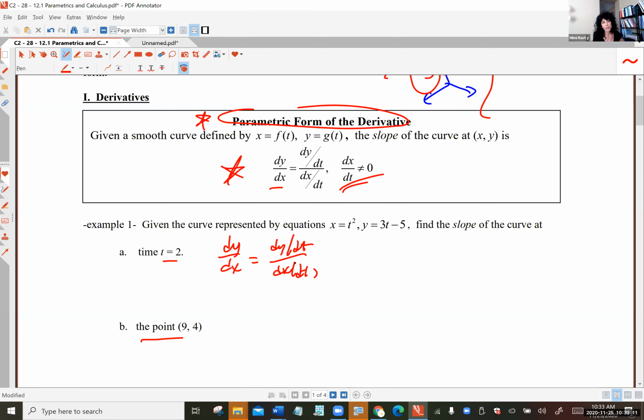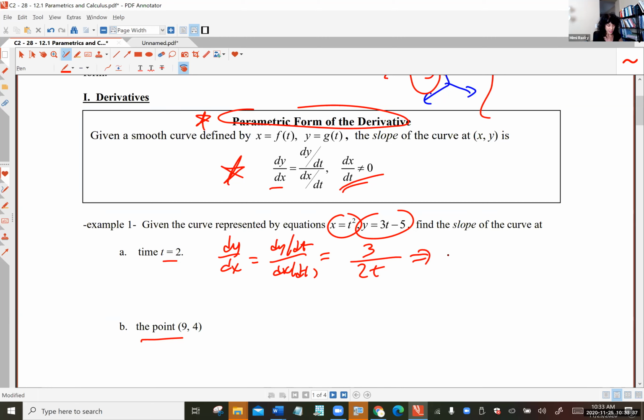Why not? Can't you give me some mercy points? No, because you've got your cheat sheet right in front of you. Put a little note to yourself, note to self, don't do this upside down so you don't screw up. So dy/dt, here's the y, it's 3t minus 5. The derivative of 3t minus 5 is 3. And then divide that by the derivative of t squared, and that's 2t. And boom, there's your slope with regards to t.